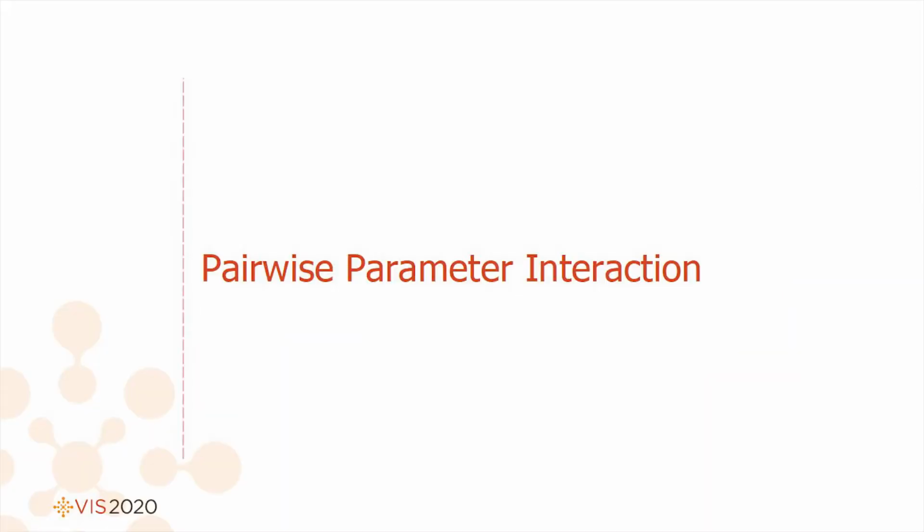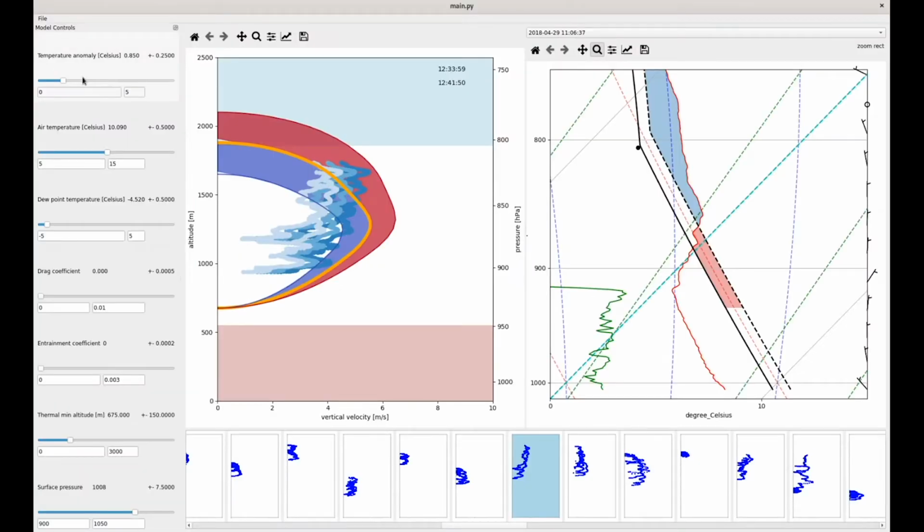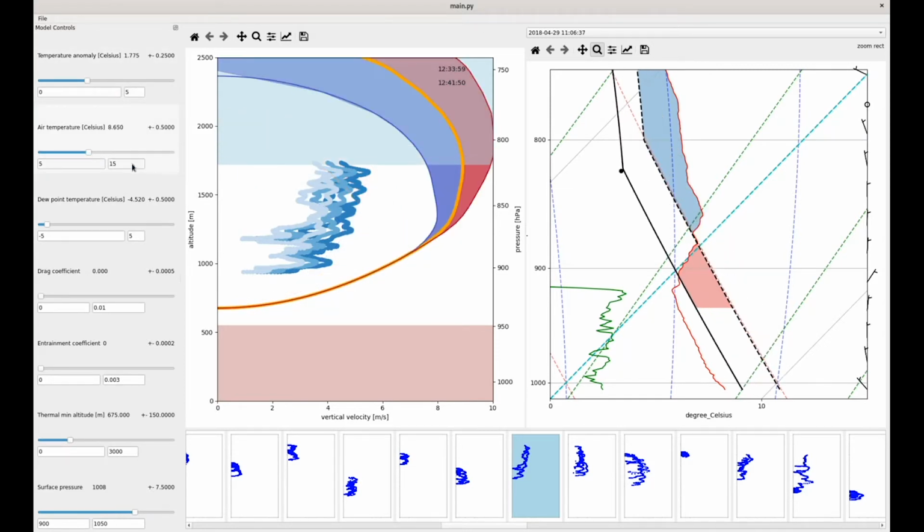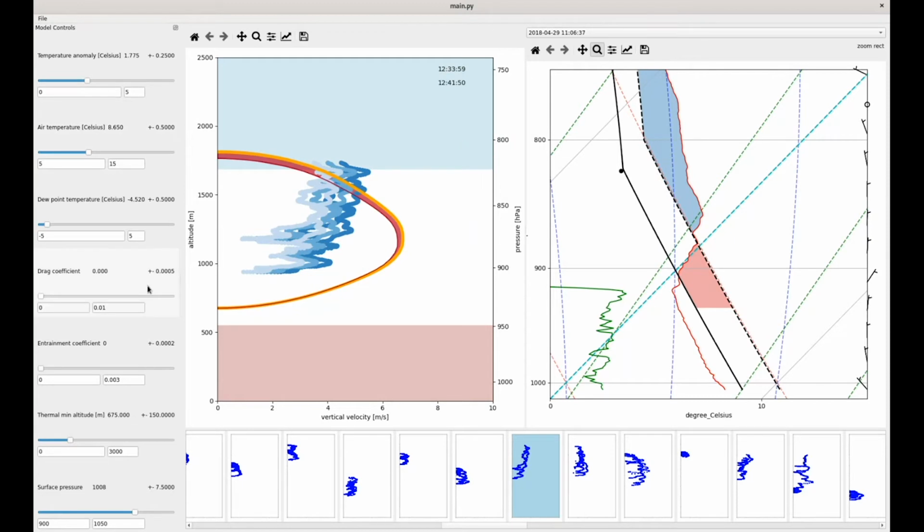The biggest challenge was to estimate the joint effect of multiple parameters on the model. Without an interaction support, the user would have to simultaneously adjust two parameters, which did not lead to an efficient workflow.